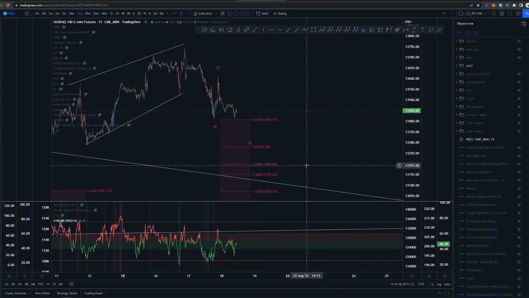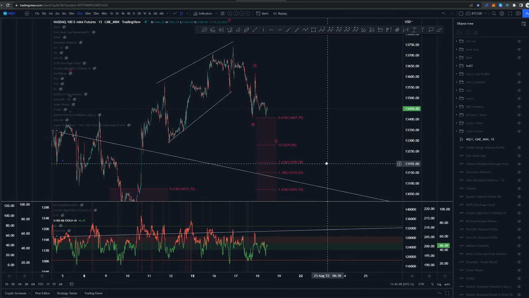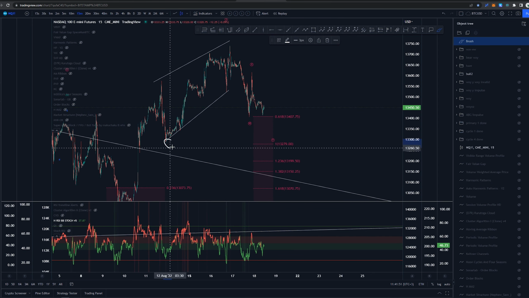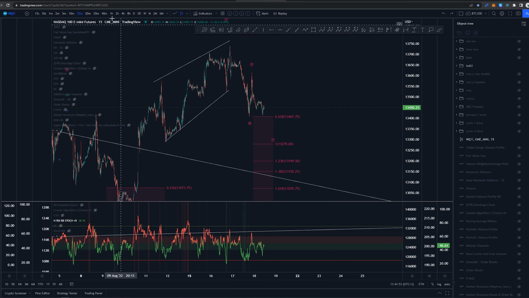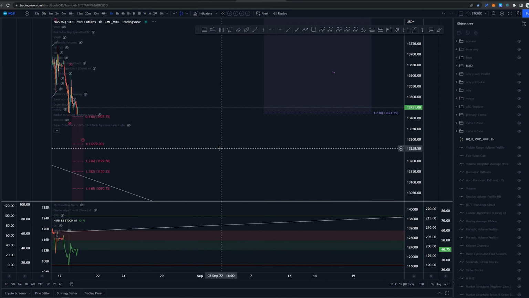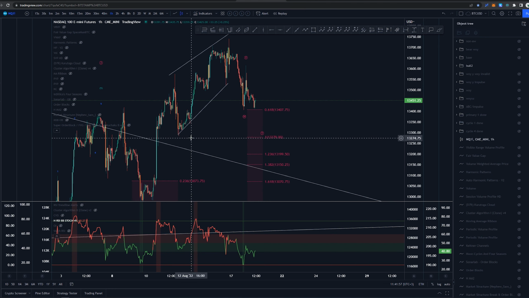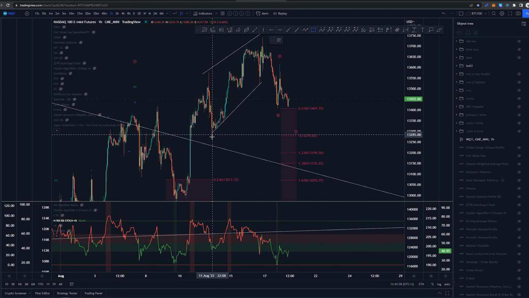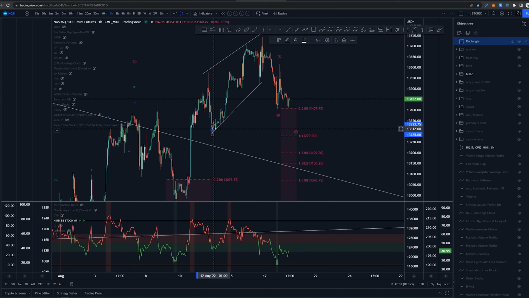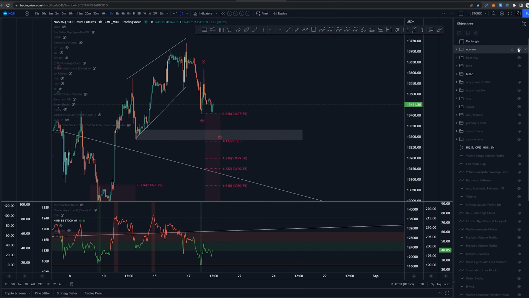1-to-1 would be around 13,270. And that would be just around this area where we have this previous low. It is possible that we are going to have some kind of order block here, in which we're just going to get stuck.